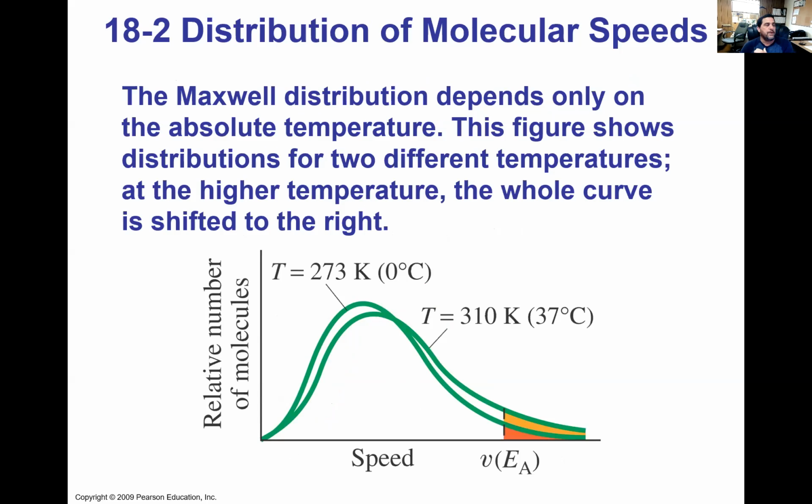A Maxwell distribution depends only on absolute temperature. This figure shows the distributions for two different temperatures of the same gas. One is at 0 C and one is at 37 C. Take a look at that and notice that at the higher temperature, the whole curve just kind of shifts to the right. So it's the same distribution, but it just shifts.